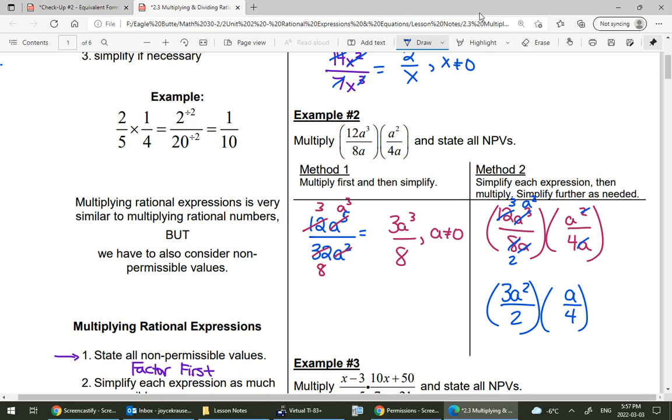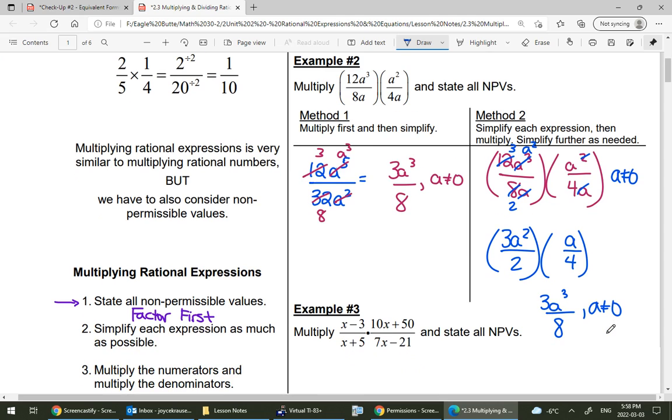Yeah, I can hear you guys telling me I forgot my NPVs again. Gosh, I do that a lot. All right, so we've got a cannot equal 0. Now I've got this simplified, I can multiply straight across. 3a cubed all over 8, and a cannot be 0. Again, it doesn't matter to me which method you use. You're all going to get to the same answer.